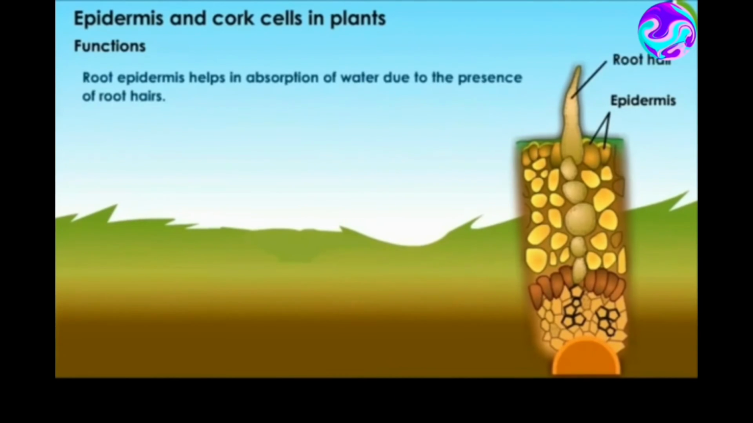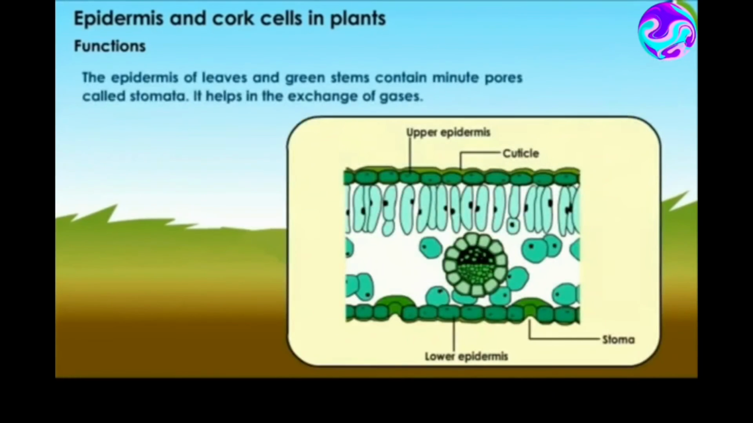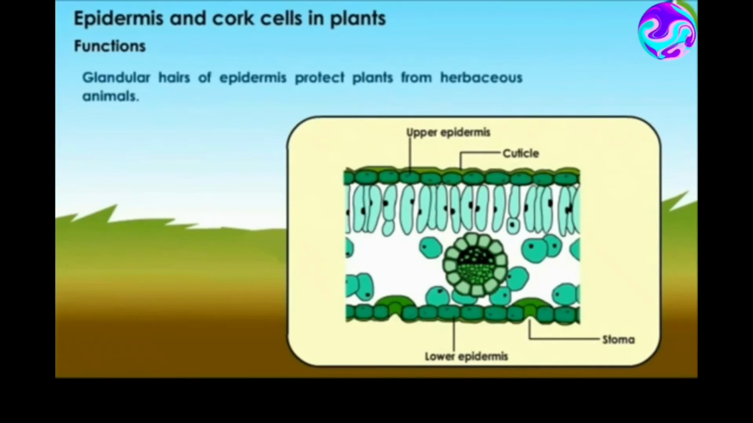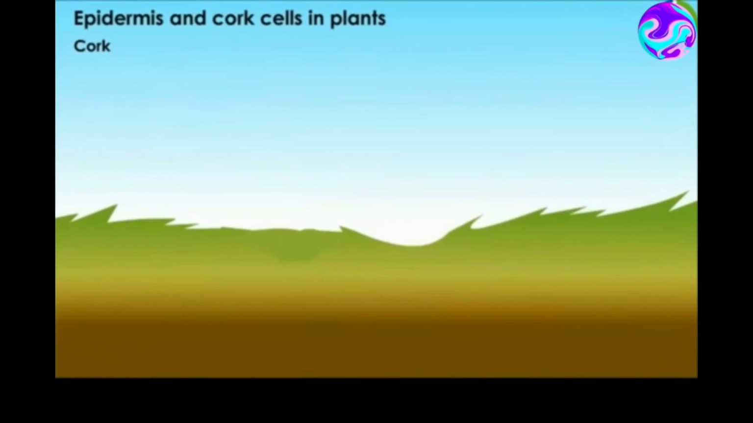Root epidermis helps in absorption of water due to the presence of root hairs. The epidermis of leaves and green stem contains minute pores called stomata, and it helps in exchange of gases. You can see this figure too. Now, glandular hairs of epidermis protect plants from herbivorous animals. So these are the functions. Now let's get started with the cork.